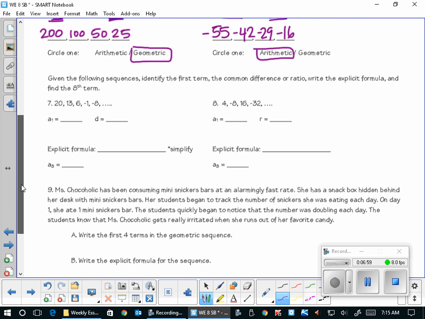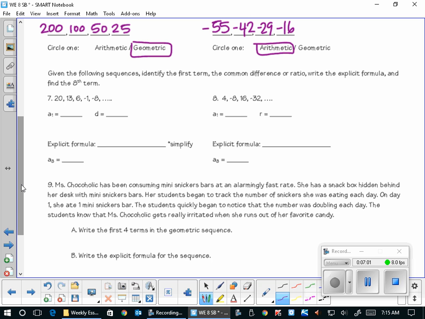All right. Then the next section, it's given a sequence. We have to find the first term, the common difference or the ratio, and write the explicit formula. So your first term is 20, and your common difference here. So if I do 13 minus 20 in the calculator, I get negative 7. So I'm subtracting 7, and it looks like I'm doing that each time. So my common difference is negative 7.